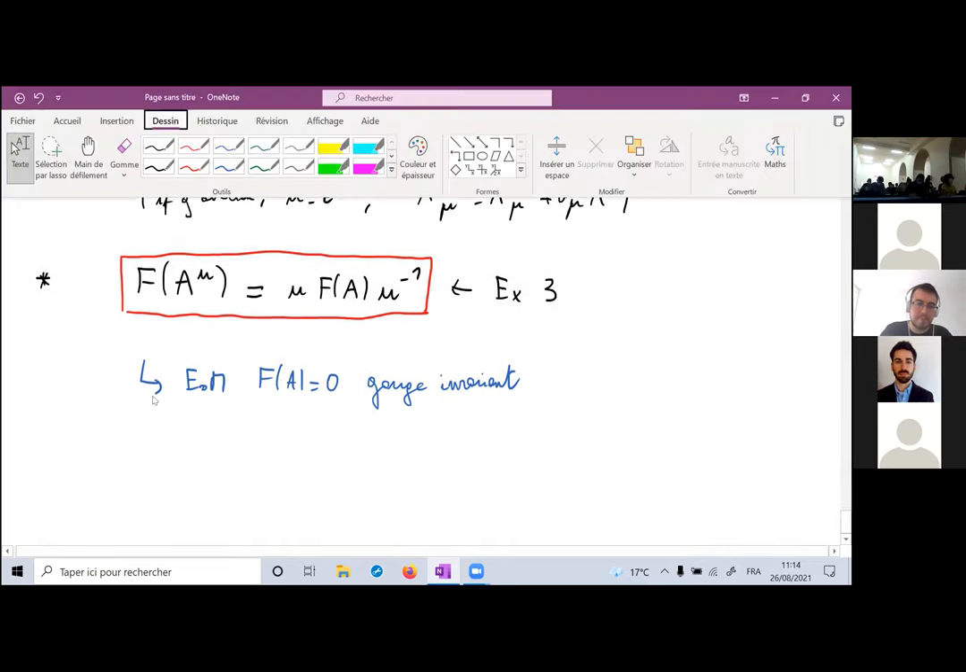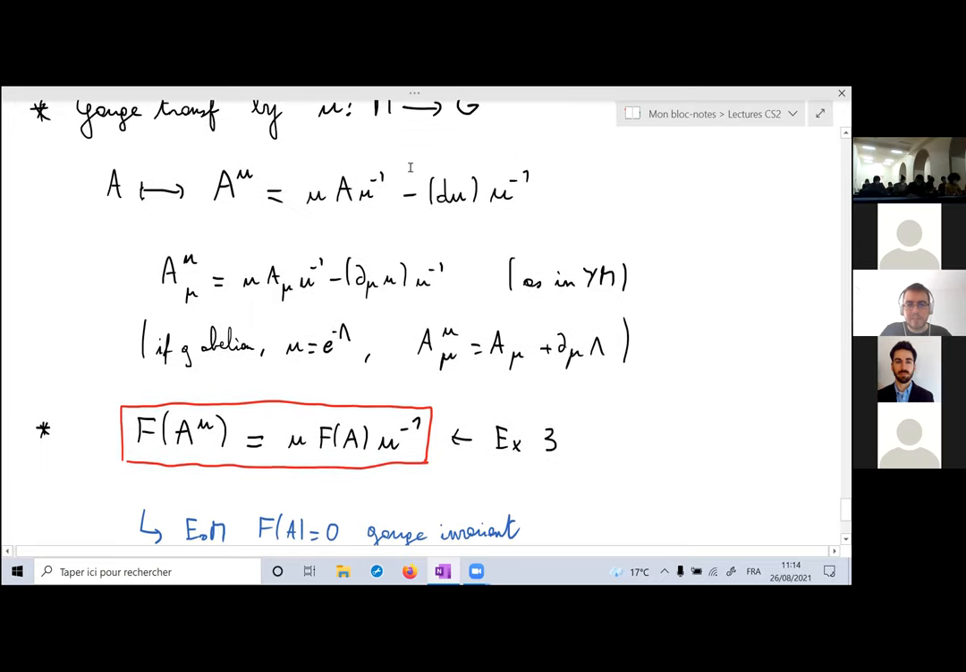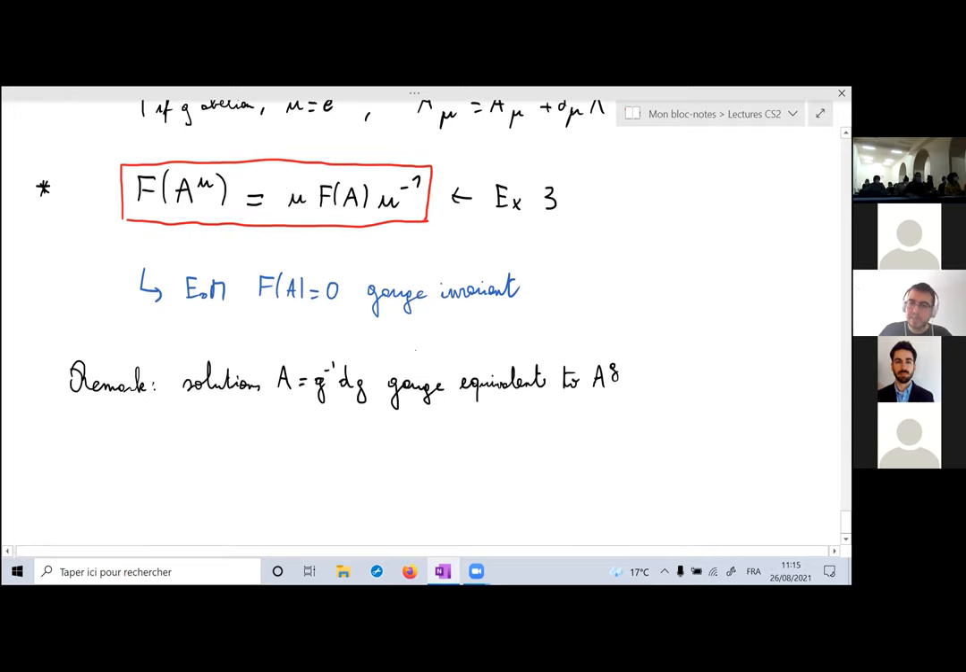And just as a little remark here, the solutions which I had in the previous case, these G inverse dG solutions, they're just gauge equivalent to, well, if I do the gauge transformation by G, you can convince yourself that the effect of that is exactly to cancel completely this thing. So these are gauge equivalent to a gauge field which is completely zero, actually. And this is why we sometimes call this type of solution pure gauge solutions, because basically they're the vanishing gauge field up to just a gauge transformation.